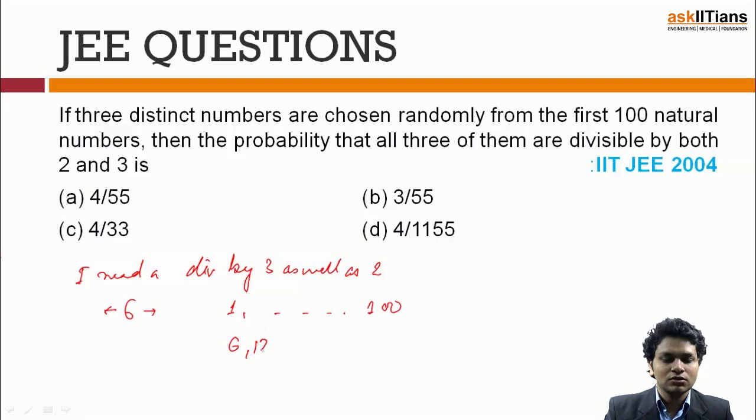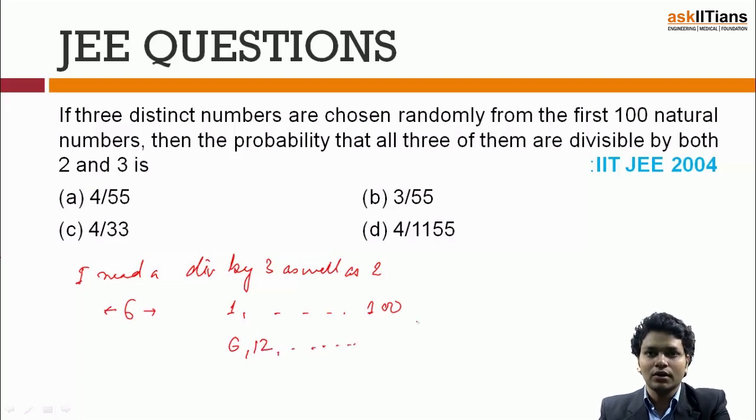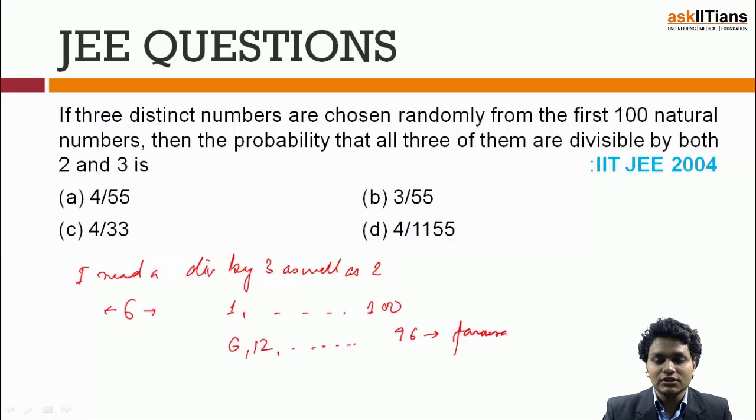And after that is going to be 12. And after that, if we move on further, I'll find out a number that is nothing but 96. So these are the parts of my favorable events. These are the sets from which I can choose, and first hundreds are the numbers from where I can choose my sample space.